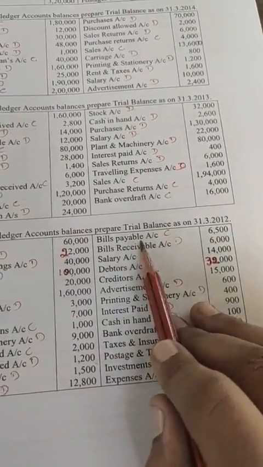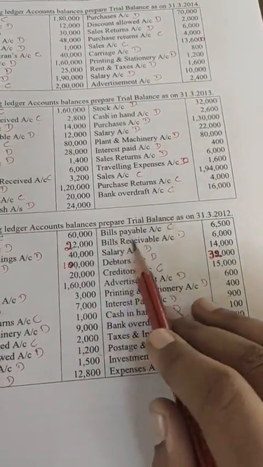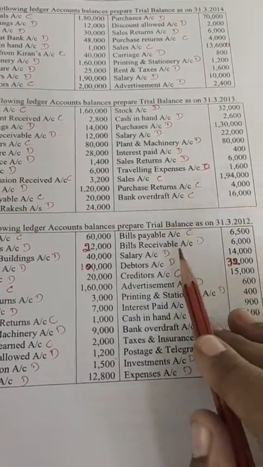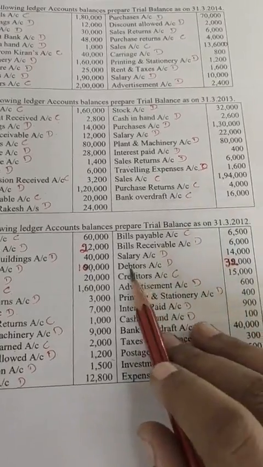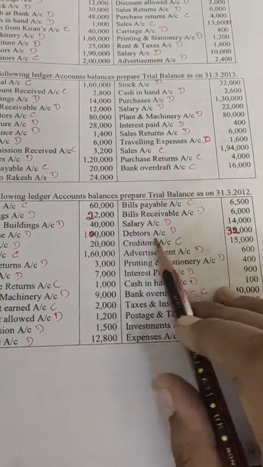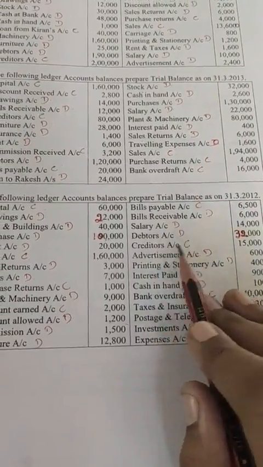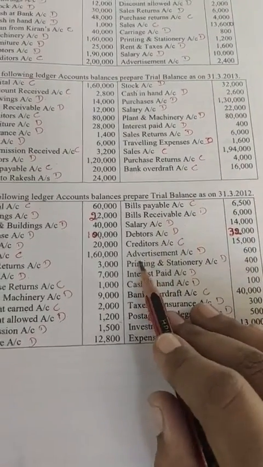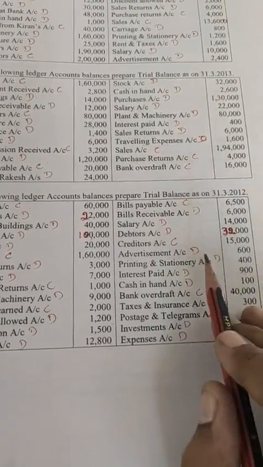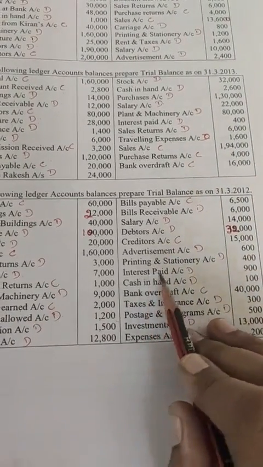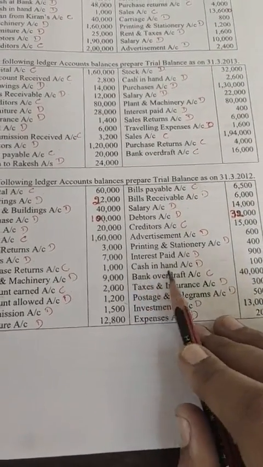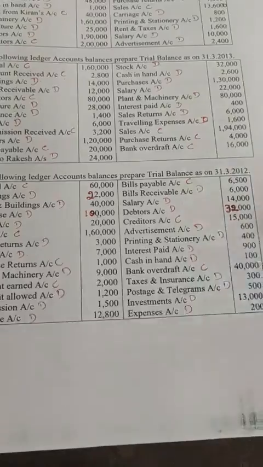Okay, so bills payable, it is a liability, so credit balance. Bills receivable, asset, so debit balance. Salary account, expense, so debit balance. Debtors account, sorry, asset, so debit balance. Creditors, liability, so credit balance. Advertisement, it is an expense, so debit balance. Printing and stationery, expenses, so debit balance. Interest paid, expense, so it shows debit balance. Cash in hand, so debit balance.